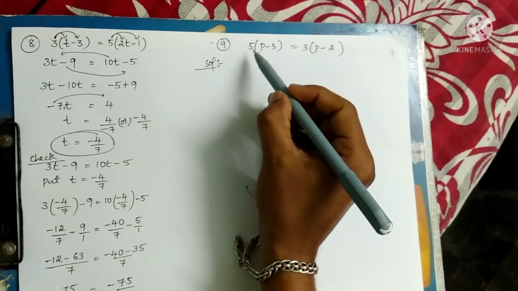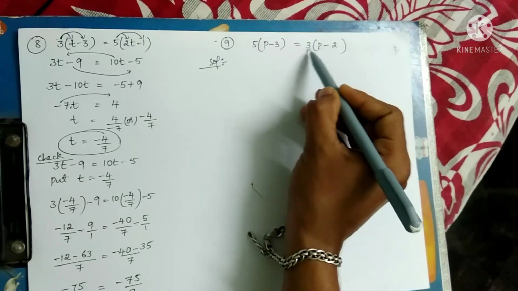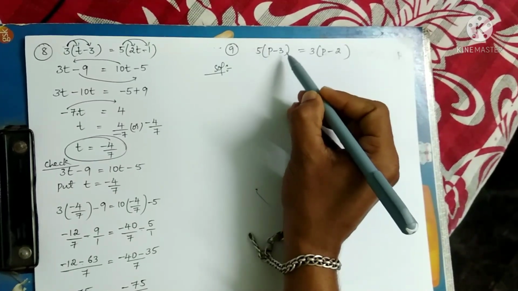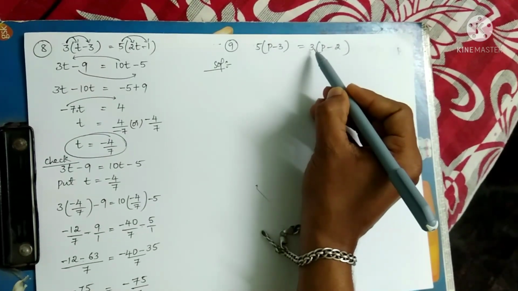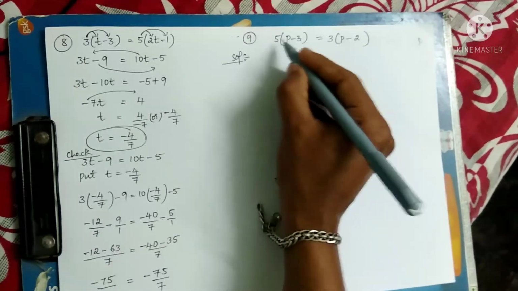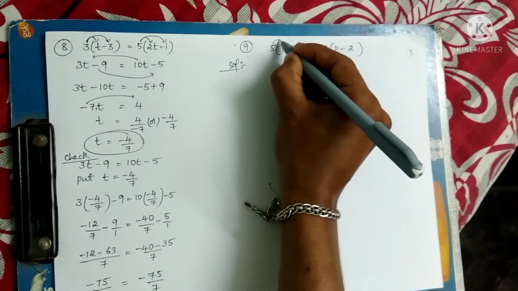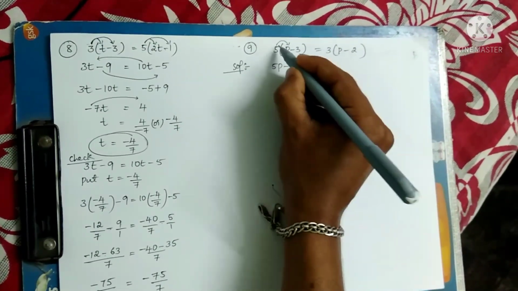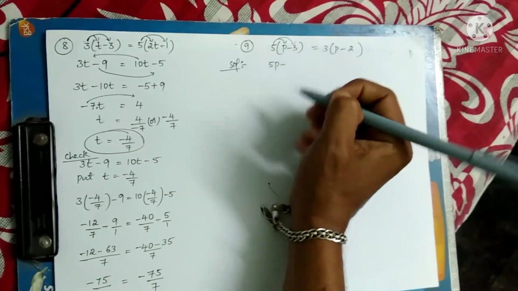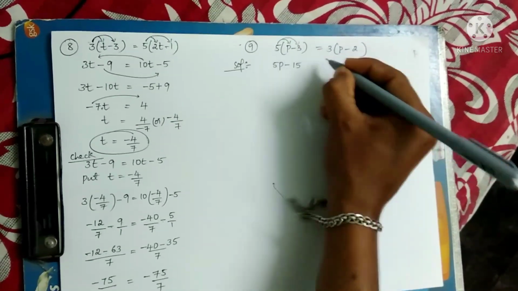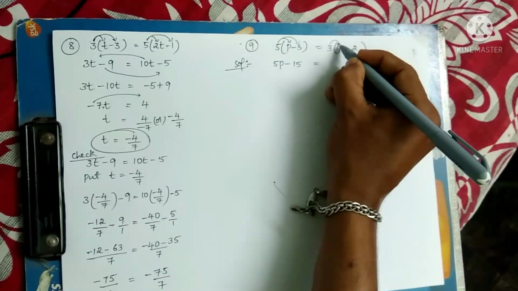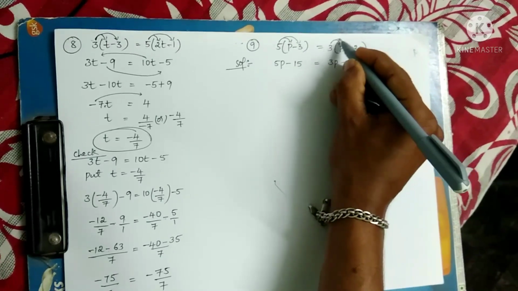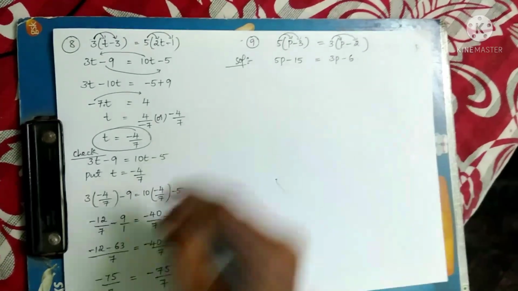So the next question, 5 into p minus 3 is equal to 3 into p minus 2. First we have to multiply 5 with the two terms, and 3 is multiplied with the two terms. So first on the LHS, multiplying 5 into p is 5p, minus as it is, and again this 5 is multiplied with 3. 5 3s are 15, which is equal to, again 3 is multiplied with p, we get 3p, minus 3 is multiplied with 2, we get 6.